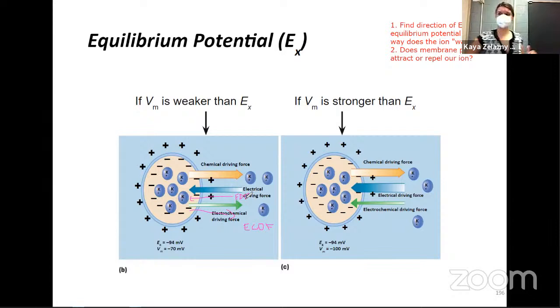Exactly. The only possible way we could have these two things in opposite directions is if we're following the chemical driving force and it's really big. Right? So that would get us the direction of our chemical driving force in this situation.